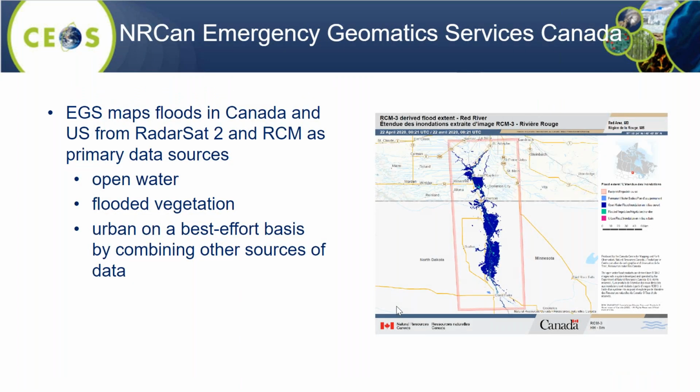And we're not the only ones working on this. We're also working with Natural Resources Canada through their emergency geomatics services, and they are also training a deep learning algorithm to work under the same area to try to understand where flooded vegetation is, to detect open water, and to understand how the backscatter operates under flooded conditions in urban areas as well. Next slide.